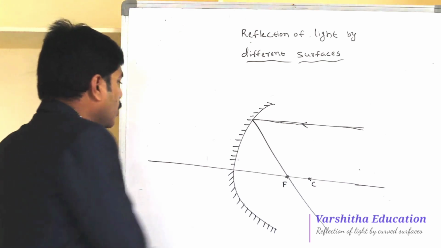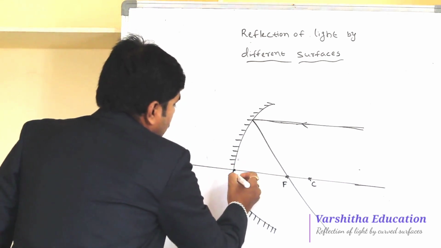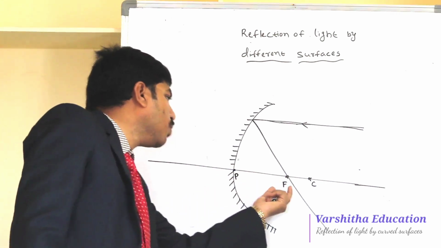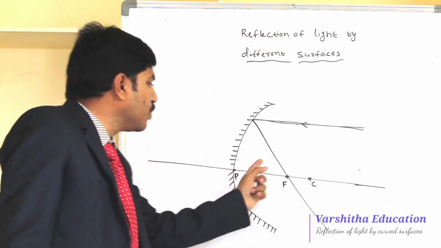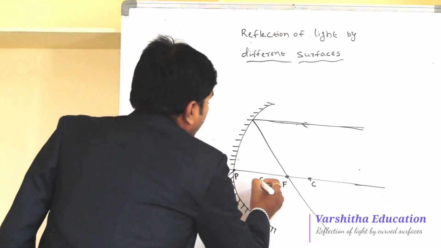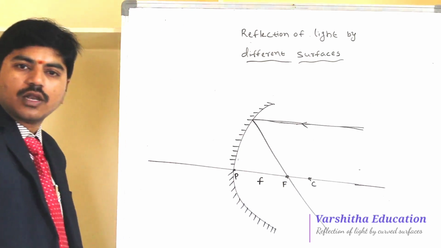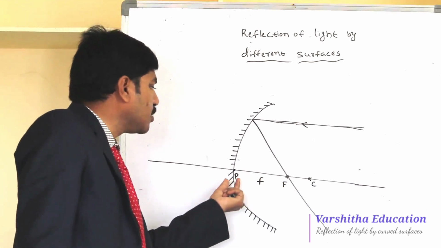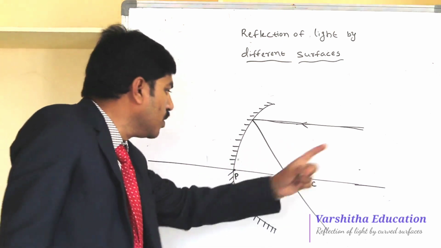Okay, right. Now we already discussed the pole. Then the distance between the pole and the focal point is said to be the focal length. That is a small f. So the focal length is nothing but the distance between the pole and the focal point.